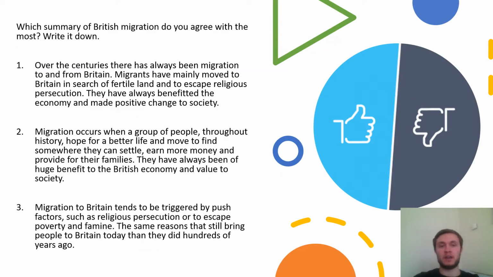So what we have here are 3 definitions of migration, 3 summaries of migration based on what we've looked at in our course so far. You've got 3 numbers, and what I'd like you to do is write down the definition that you agree with most once you've read all 3. So don't write down a number, write down the actual definition because we'll return to this towards the end of the lesson.